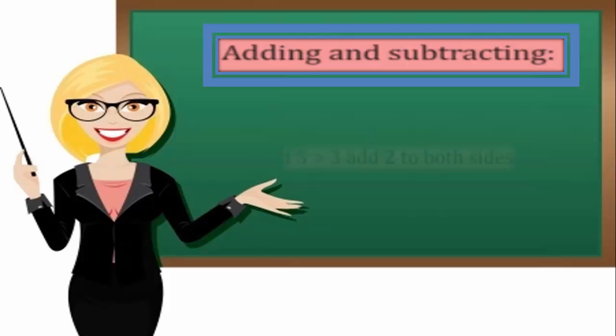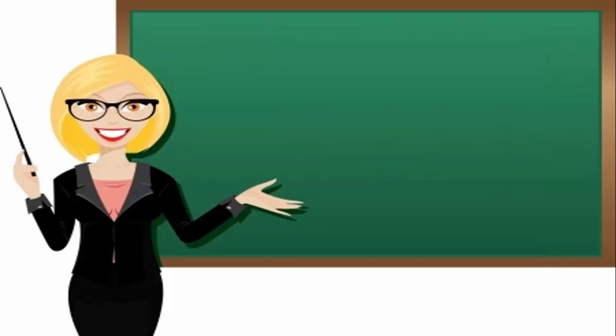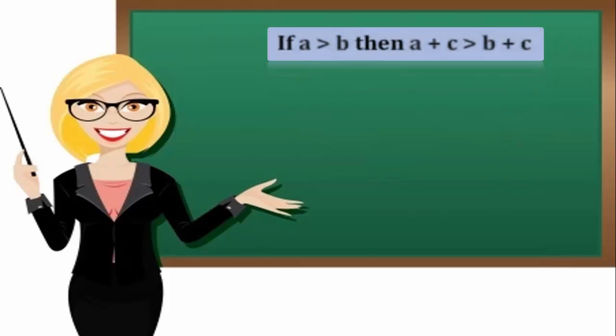If 5 is greater than 3, add 2 to both sides. Then 5 plus 2 will be greater than 3 plus 2. Then 7 is greater than 5. The inequality sign doesn't change. If A is greater than B, then A plus C is greater than B plus C.